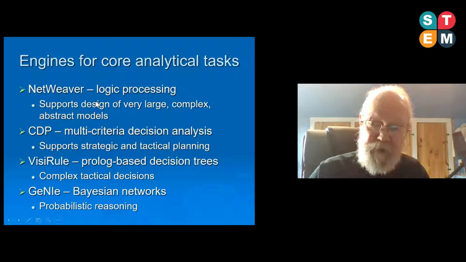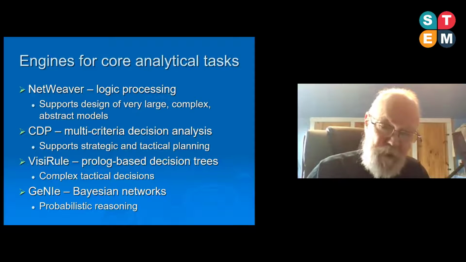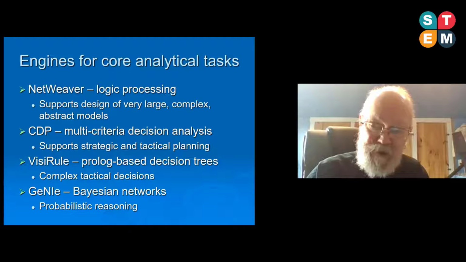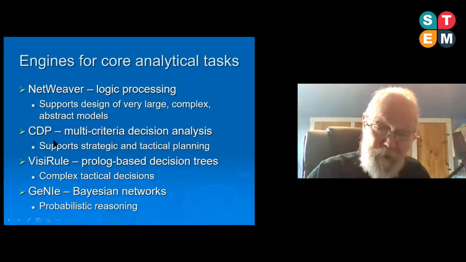The next one is very complementary. One last point on the first one: it is about answering the question, what is the state of a system? One of the beauties of logic, and why we've used it forever, is that if I can reason about it, I can model it. Now, the next part is a system called CDP, which stands for Criterion Decision Plus. This uses classical multi-criteria decision analysis, and we use that as a complement to the logic-based processing to support strategic and tactical planning. And then we have two more recent additions that provide other ways of reasoning about information. VisiRule is a Prolog-based decision tree technology.